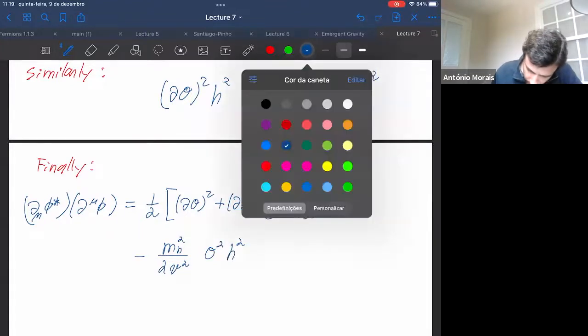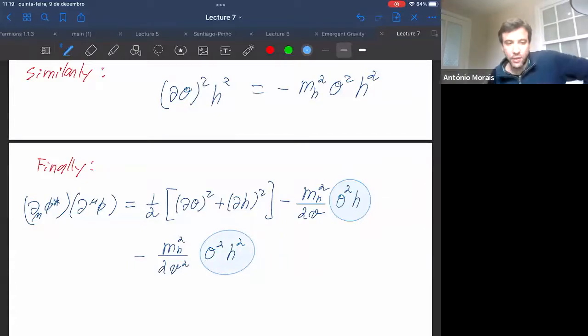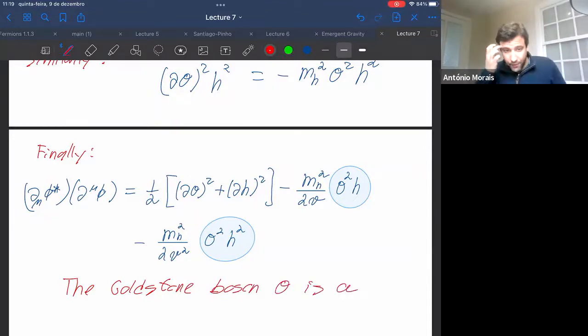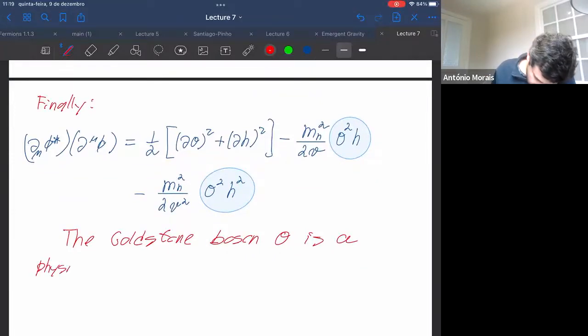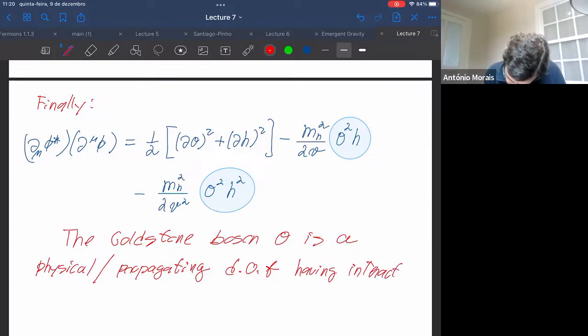So we will recast this triple and these quartic interactions in terms of physical degrees of freedom. Here one of the key points is that the Goldstone boson theta is a physical, propagating degree of freedom, because it has kinetic terms, having interactions and kinetic terms.